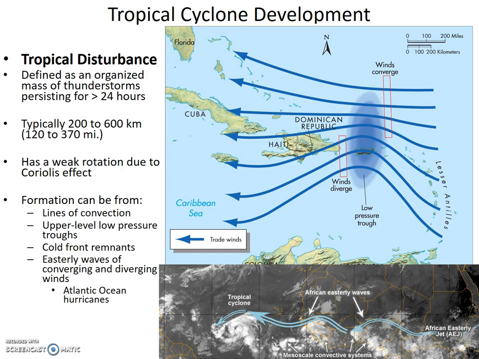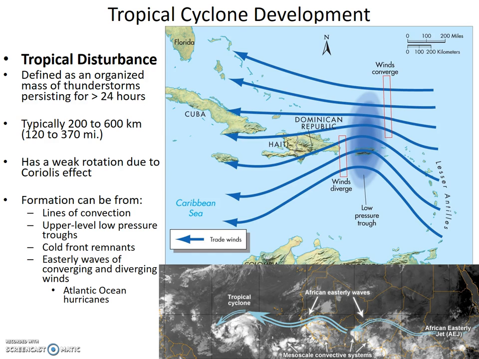A tropical disturbance is defined as an organized mass of thunderstorms persisting for greater than 24 hours. The mass of unstable air is big, typically 200 to 600 kilometers, or 120 to 370 miles wide. There is a weak rotation of the air due to the Coriolis effect. Tropical disturbances form in a variety of ways, including lines of convection of air, upper-level low-pressure troughs, cold front remnants, and easterly waves of converging and diverging winds.